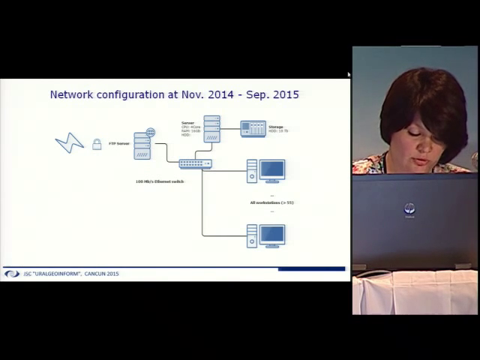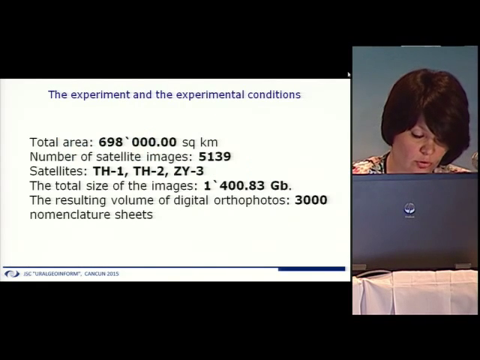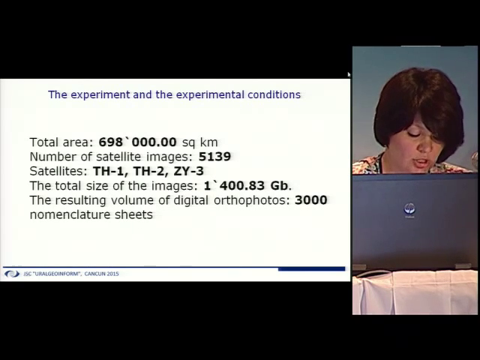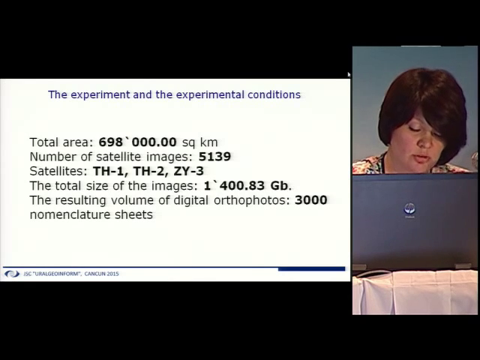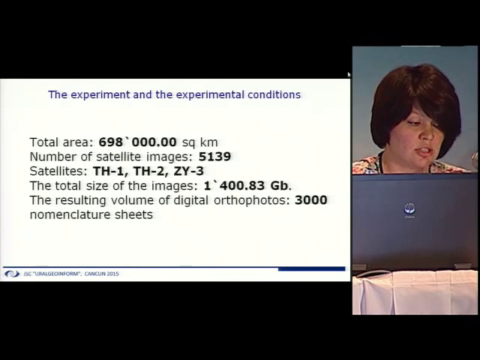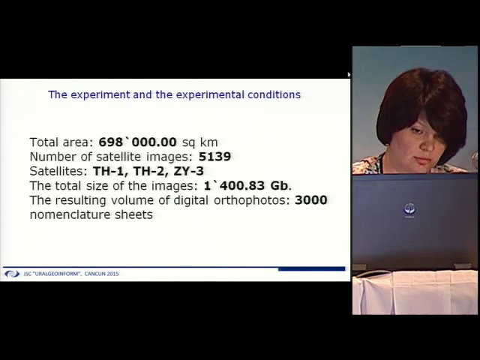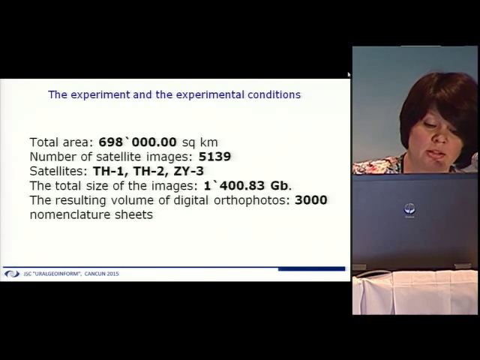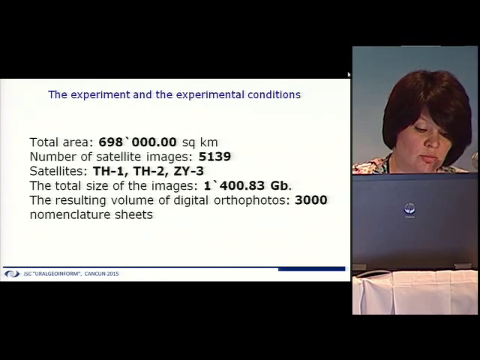One of the largest products in 2015 was a project launched by Uralgeoinform in November 2014. We needed to create orthophoto plan based on satellite imagery for around 675,000 square kilometers. These images mostly came and were captured by Chinese satellites. The resultant volume of digital orthophoto plans was 3,000 stock sheets.